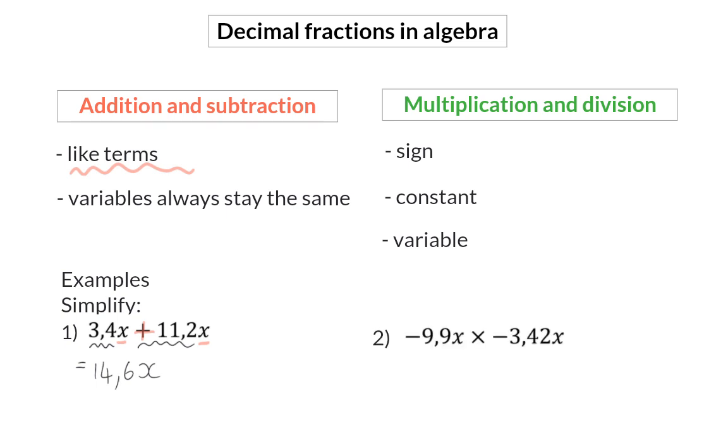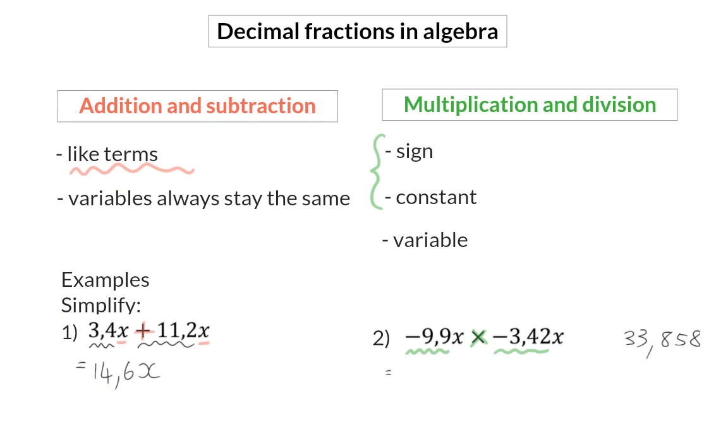In example 2, we need to multiply. You can determine the sign and the constant, so the coefficient, using your calculator. So on my calculator, I will type minus 9,9 multiplied by minus 3,42. The calculator will most probably give you the common fraction. Pressing the SD button, you will get the correct decimal answer, and that is 33,858. You need to ensure that you follow the rounding instructions on your question paper.